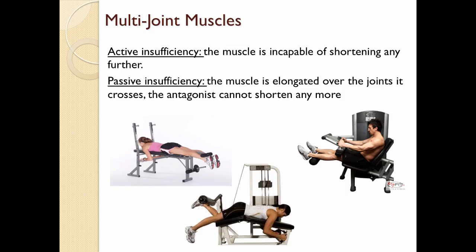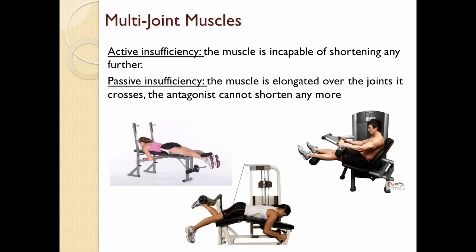Talking about multi-joint muscles, you can have active insufficiency or passive insufficiency. Active insufficiency is when a muscle is incapable of shortening any further. It's shortened as far as it's going to go, and that's all it can do on its own. Then you have passive insufficiency, where the muscle is elongated over the joints it crosses, and so now the antagonist cannot shorten anymore.